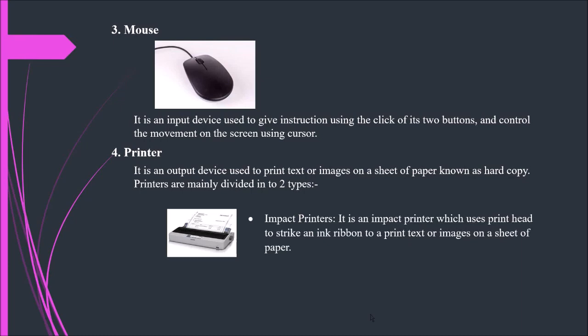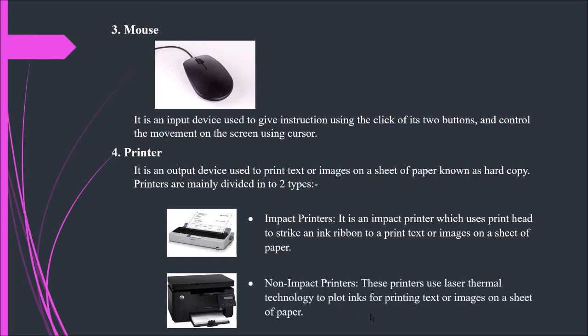Now, what are impact printers? Impact printers are printers which use print head technology to strike an ink ribbon to print a text or images. Now, the second category, non-impact printers. Non-impact printers are printers using laser or thermal technology to plot inks for printing text or images on a sheet of paper.